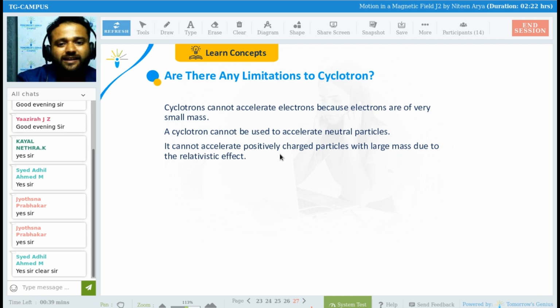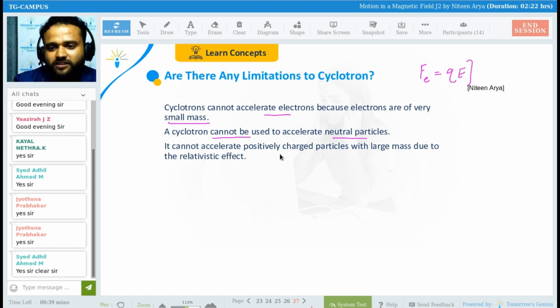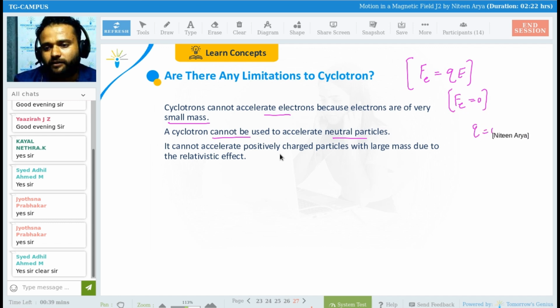Now, are there any limitations of cyclotron? Yes, a cyclotron cannot accelerate electrons because electrons are of very small mass. A cyclotron also cannot accelerate neutral particles, because even if you apply this changing electric field and changing voltage, the effect is going to be zero. Why so? For a neutral particle, Q is zero.